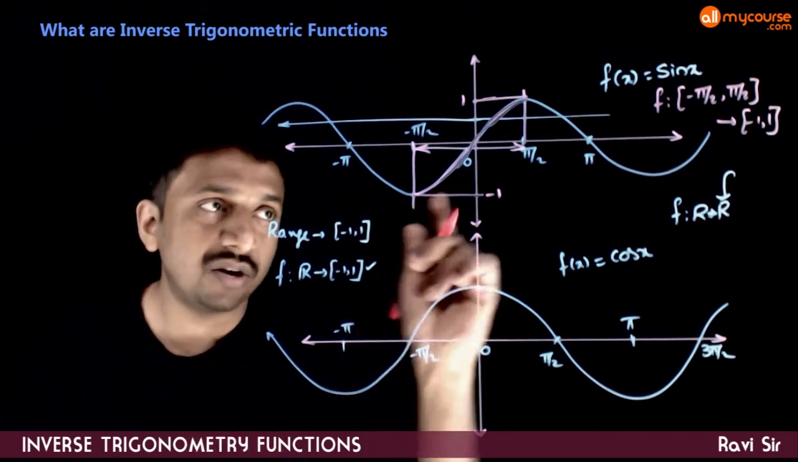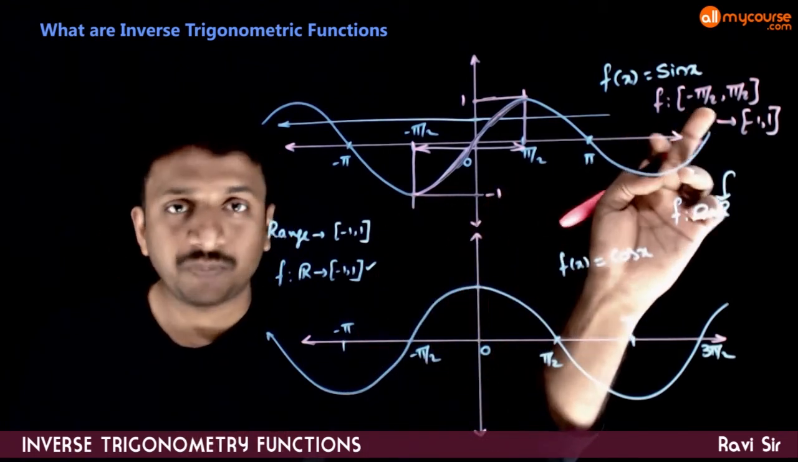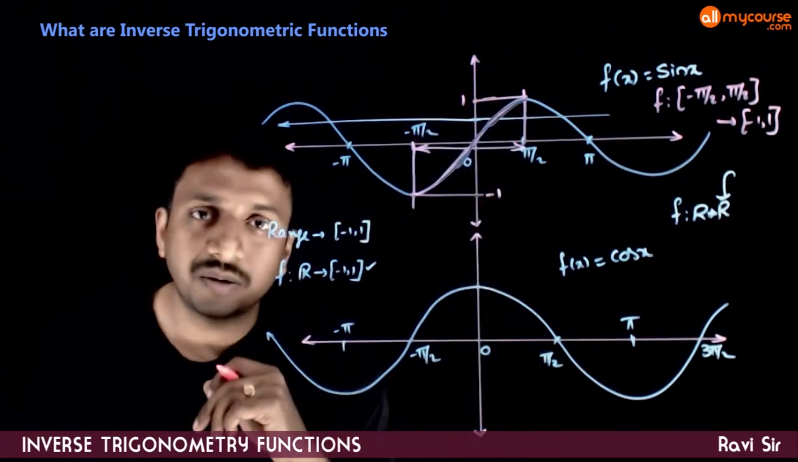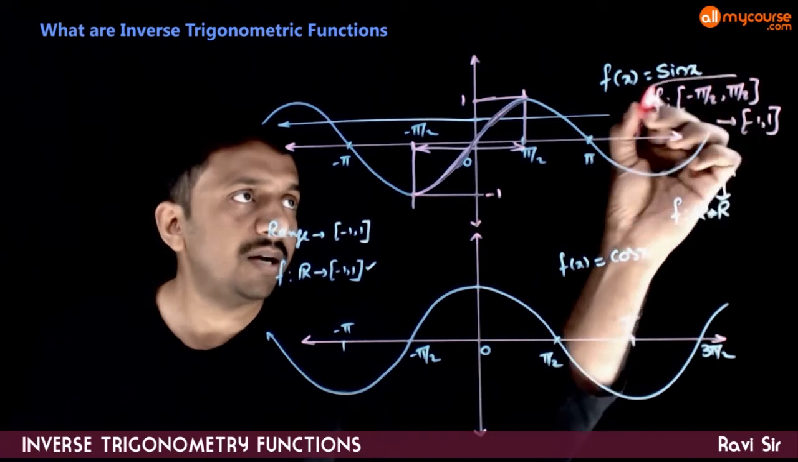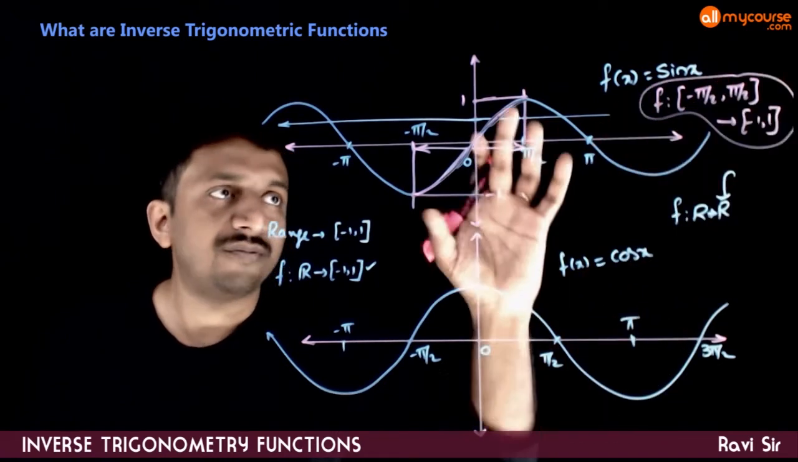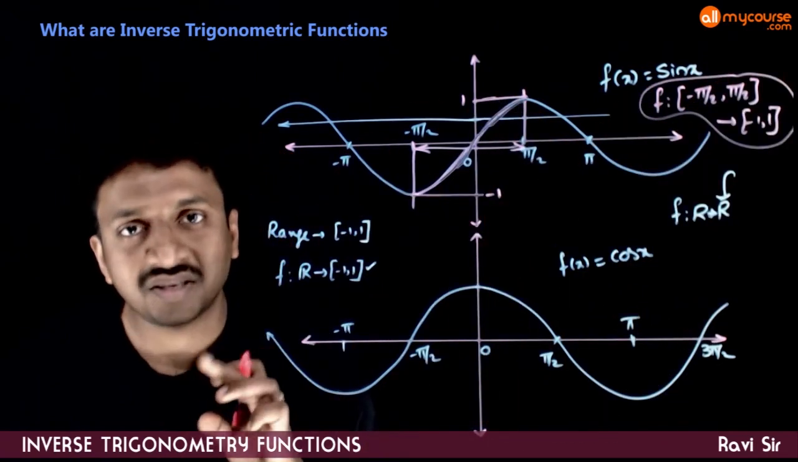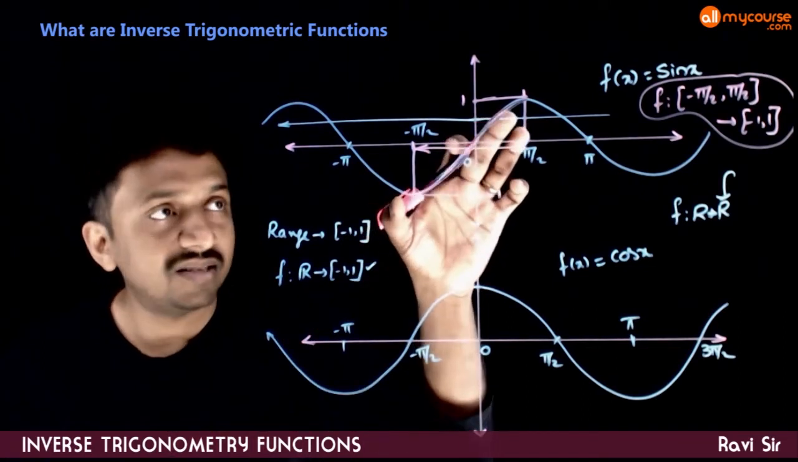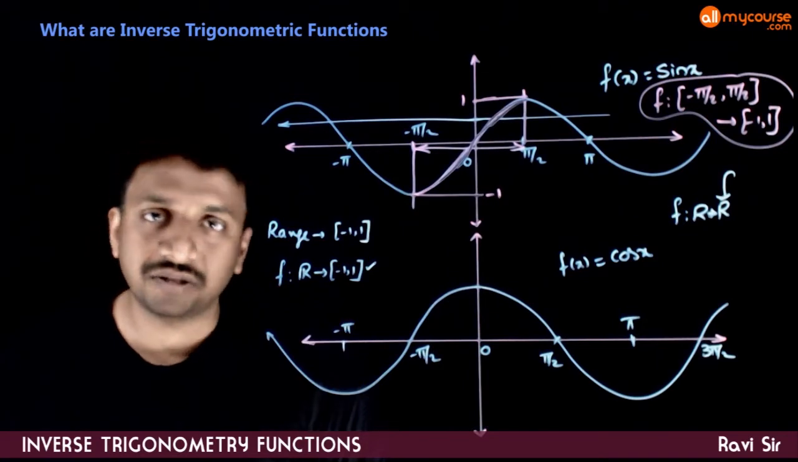So what is the restriction of domain? Minus pi by 2 to pi by 2. What is the restriction of range? Minus 1 to 1. So within this domain and codomain, the function sin x becomes a 1-1 onto function, and sine inverse of x is the inverse of this part of the function.